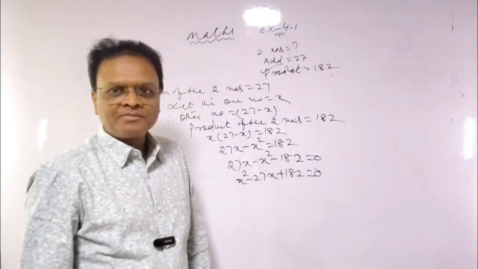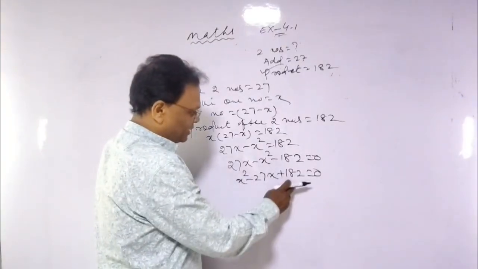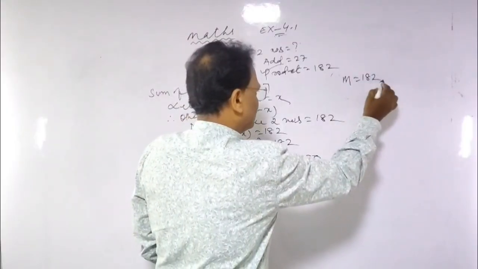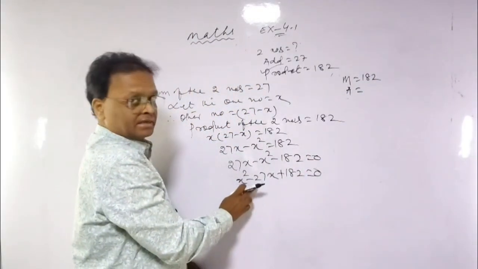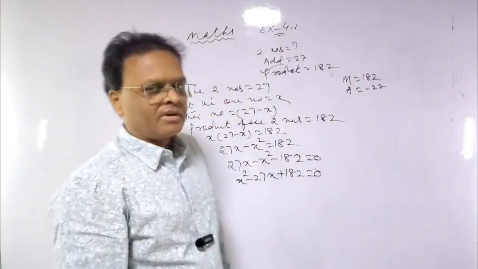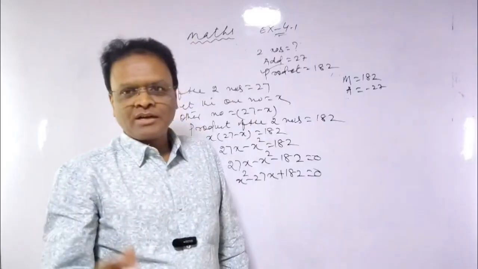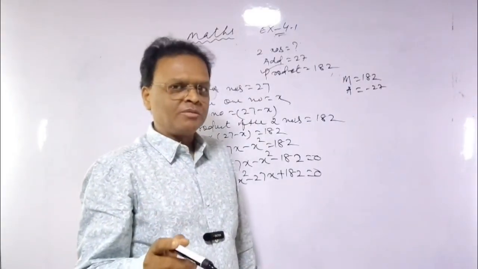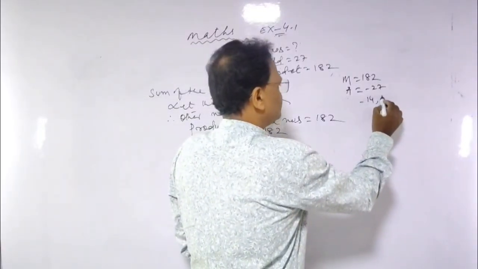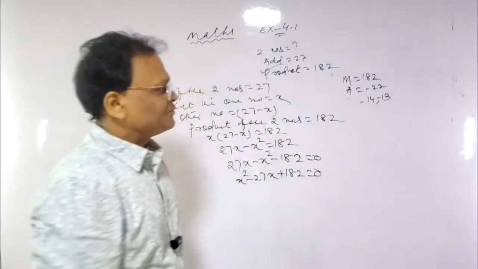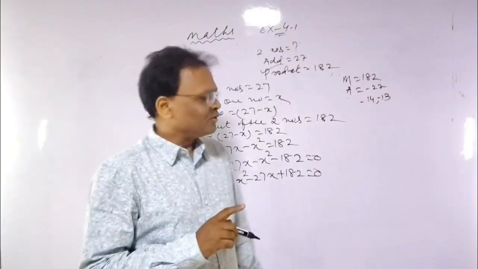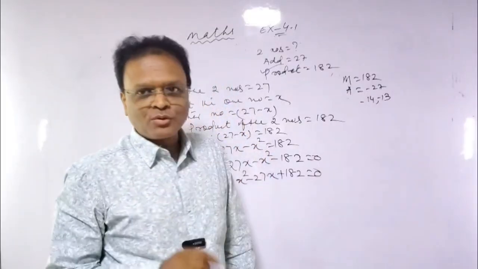Again, what to do? Factorize. If you multiply, you are getting 182, and your addition is minus 27. So think of the two numbers. If you multiply, your answer is 182, but if you add those two numbers, your answer will be minus 27. I got the numbers. Minus 14 and minus 13 give minus 27. If you multiply minus 14 and minus 13, your product is 182.